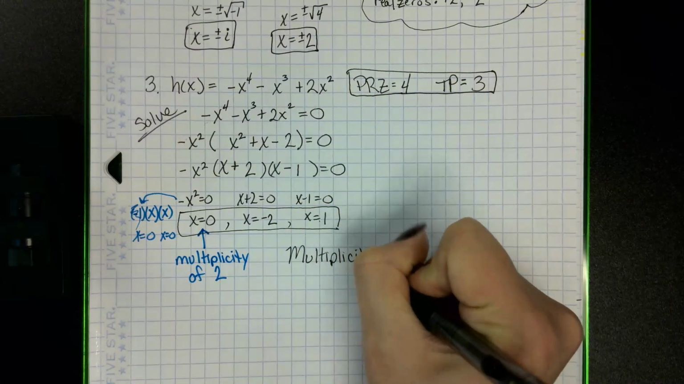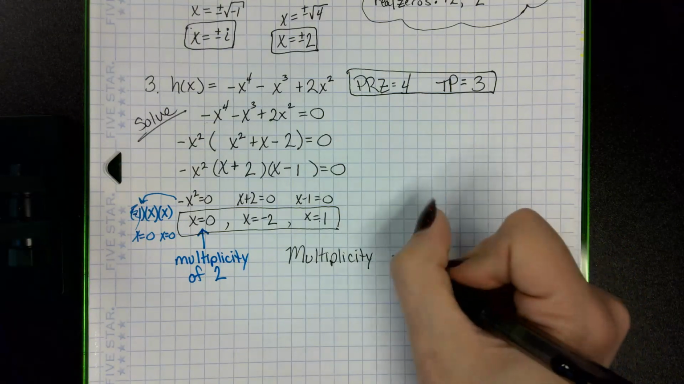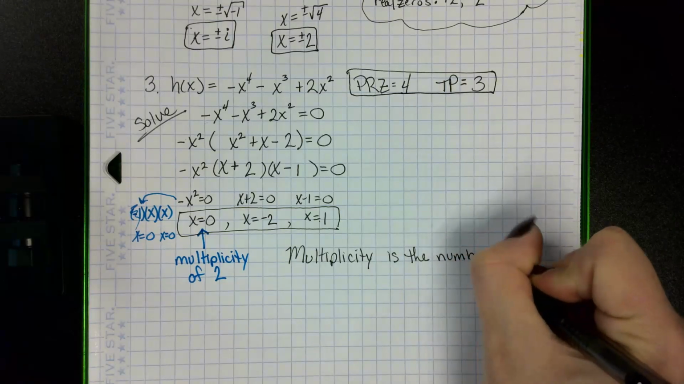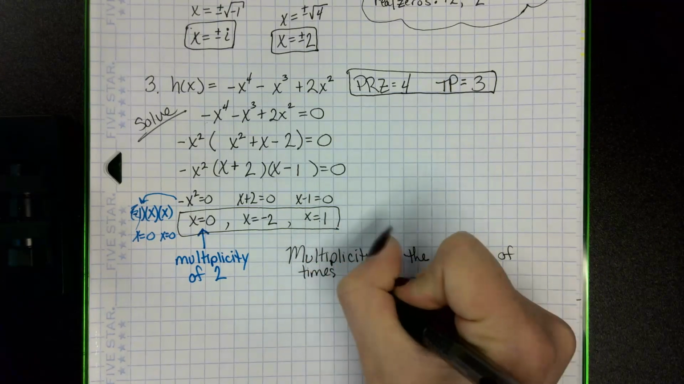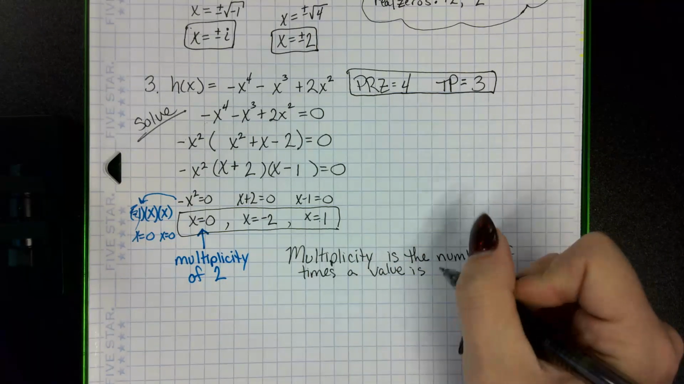Multiplicity is the number of times a value is listed as a 0.